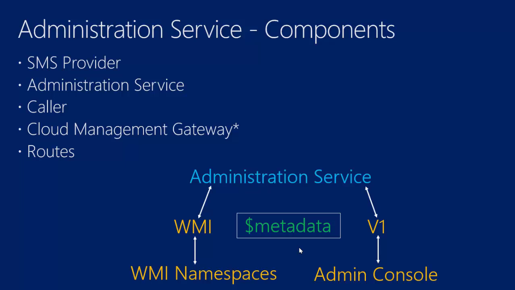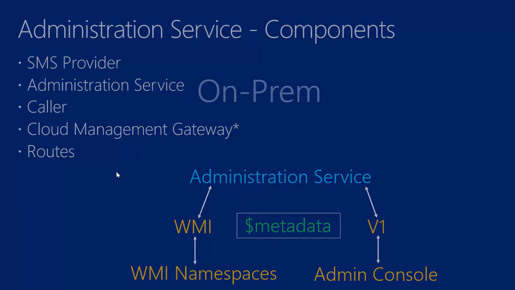If you want to see what's actually in the V1 route, then you can use the $metadata tag to pull that specific detail and see what's there, right? So that you know what you can query. And I'll show you how to do that as we go along.